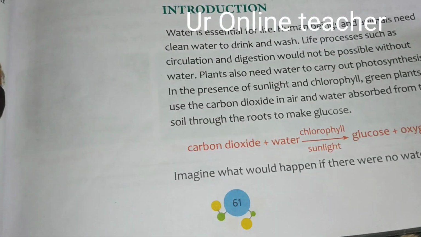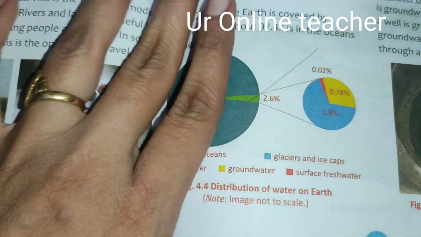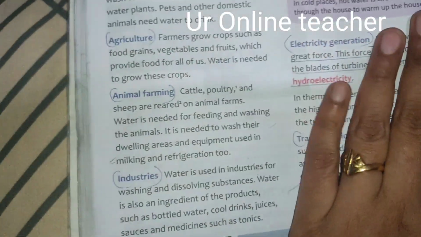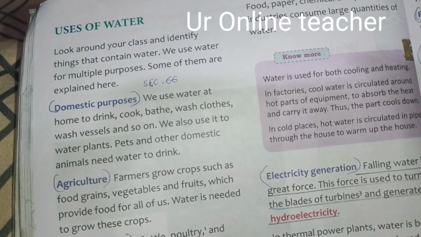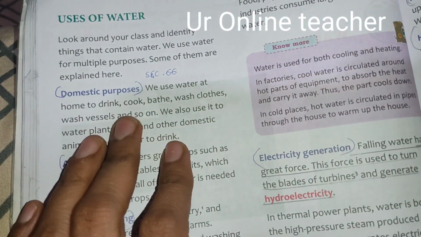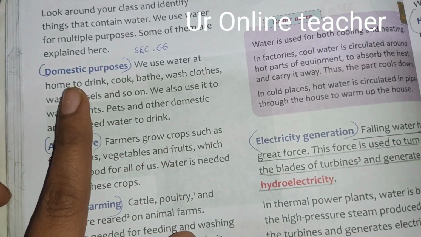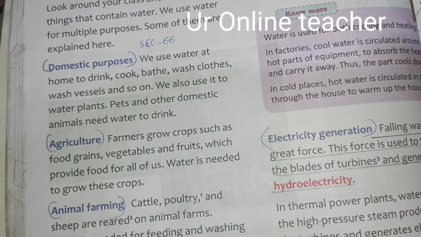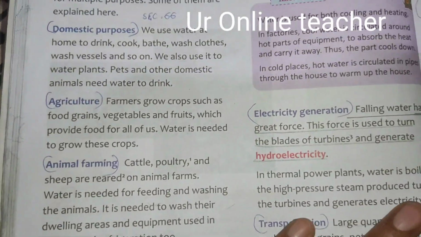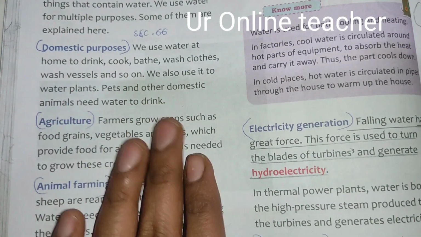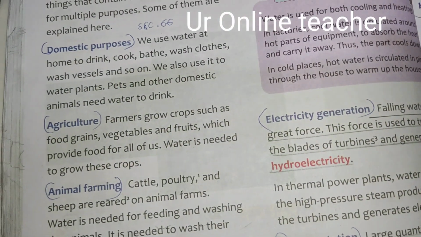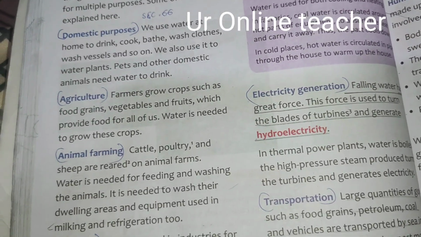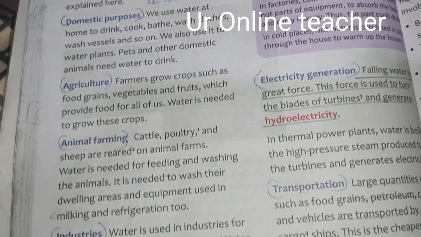So just imagine if there is no water, what happens? We know that without water we cannot survive. So what are the uses of water? If we see the uses of water, it is used for domestic purposes. What is domestic? It means daily life, day-to-day life. We drink, cook, bathe, wash clothes, wash vessels, etc. Even pets and other domestic animals need water to drink. Even the plants, we water the plants.